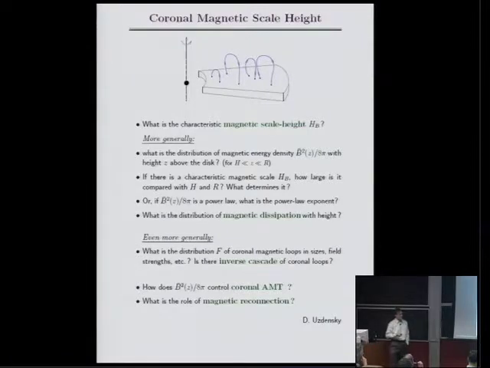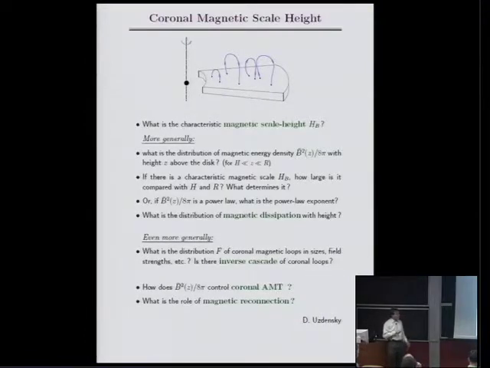And if it doesn't have a characteristic scale, if it's a power law, then what is the power law exponent? One can also ask what is the distribution of dissipation with height. That's more relevant to observable quantities, to producing non-thermal radiation and so forth. And then on top of all of that, or at an even more fundamental level, one would like to ask, what is the distribution of magnetic structures in this corona?